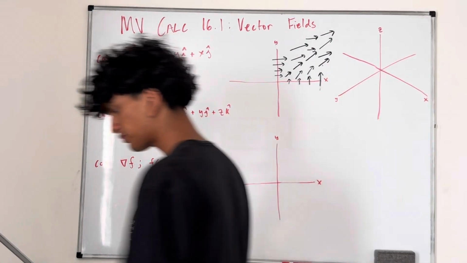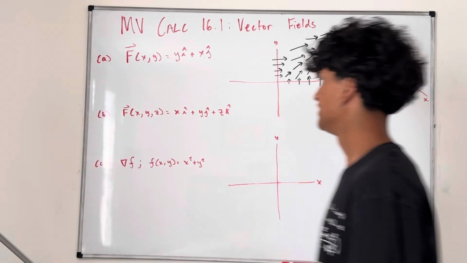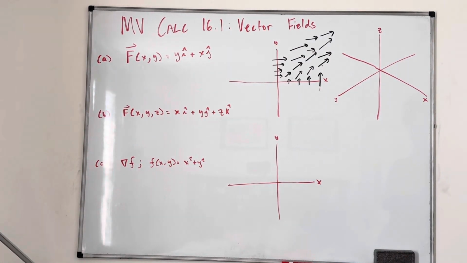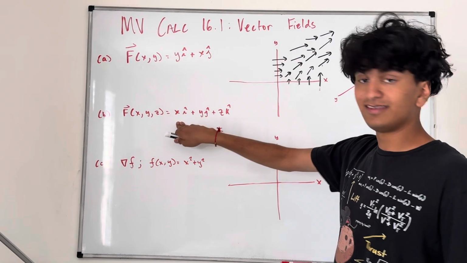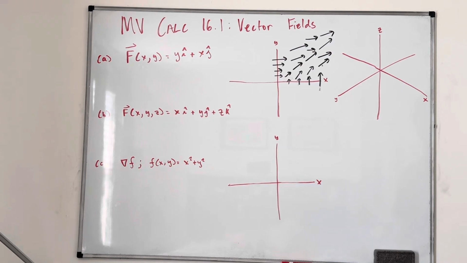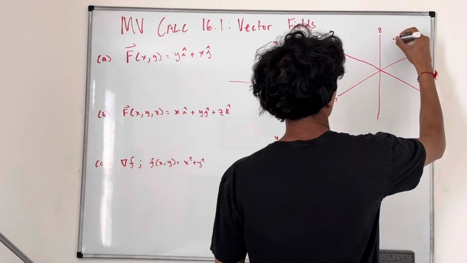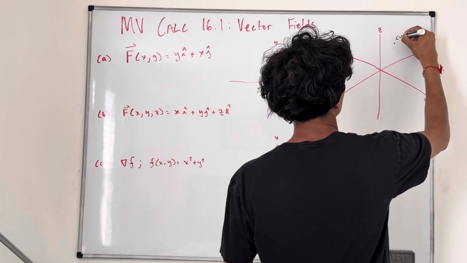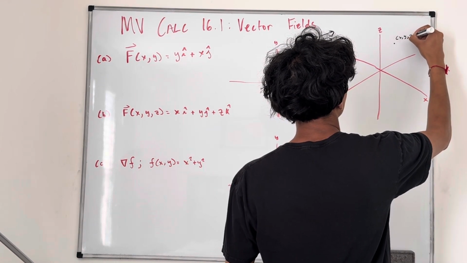So now if you think about the 3D world, it's very similar. When you start mapping this out, at the origin, there's nothing. And then if you actually think about this one, the x component is the x value, the y component is the y value, and the z component is the z value. So if you really think about it, imagine a point x, y, z right here.